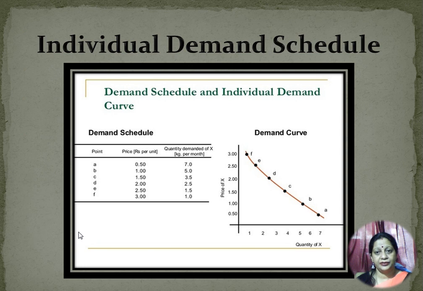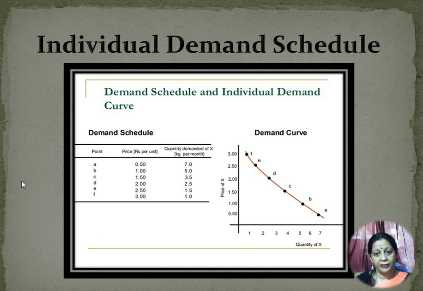So this is the individual demand schedule, with points A, B, C, D, E and F, then prices, and the third column is for quantity demanded. Then you place price on the x-axis and quantity demanded on the y-axis. Then you plot some points, which you can see in black color, that is A, B, C, D, E and F. The moment you join all the black points, the curve which you get is known as the demand curve.